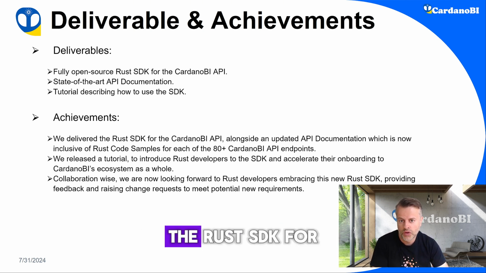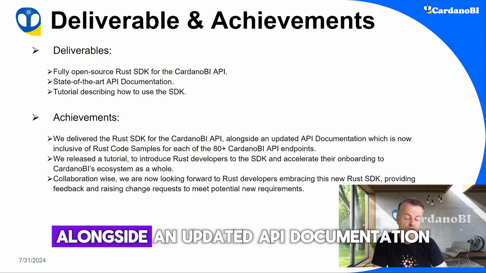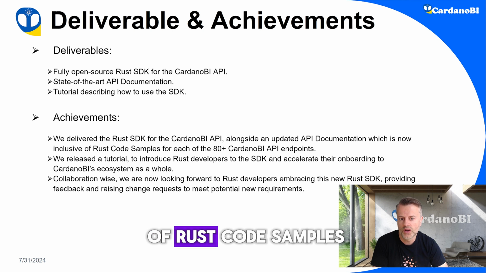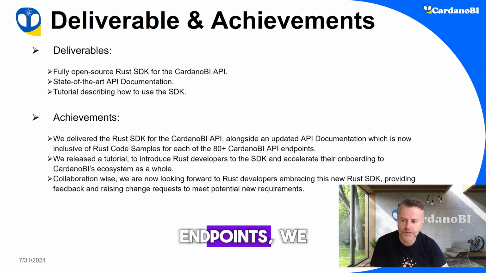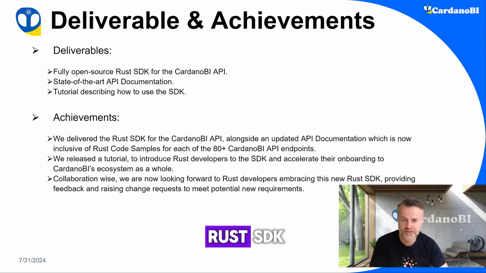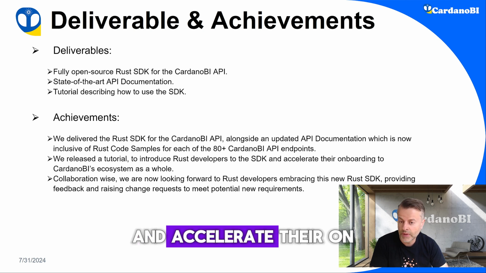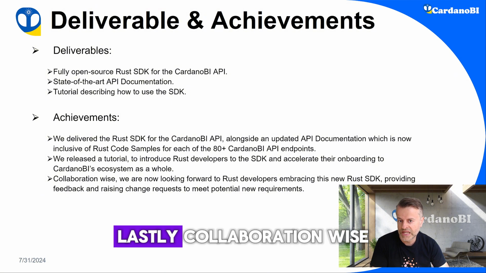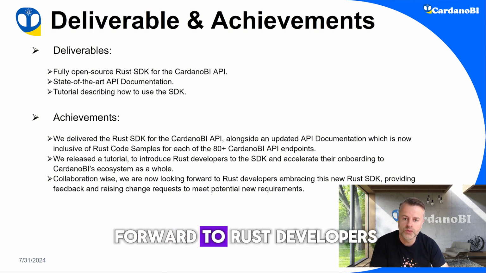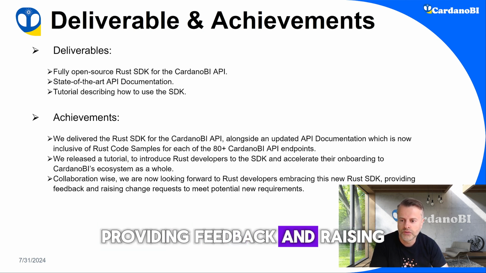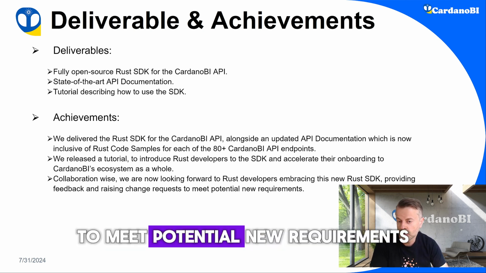We delivered first the Rust SDK for the CardanoBI API alongside an updated API documentation, which is now inclusive of Rust code samples for each of our 80 plus CardanoBI API endpoints. We released a tutorial introducing Rust developers to the Rust SDK and accelerate their onboarding to CardanoBI's ecosystem as a whole. Lastly, collaboration-wise, we are now looking forward to Rust developers embracing this new Rust SDK, providing feedback and raising change requests to meet potential new requirements.